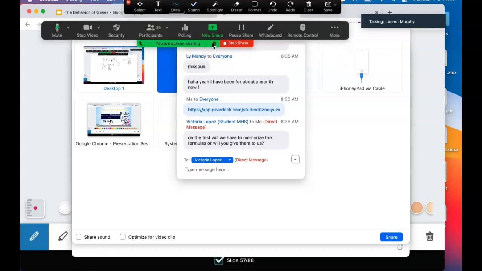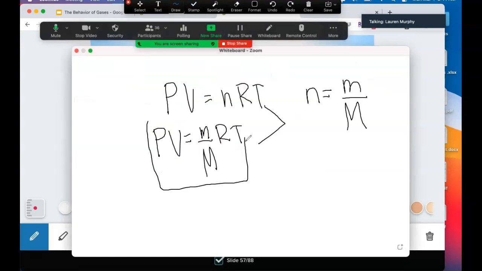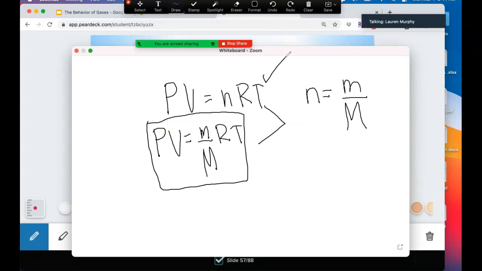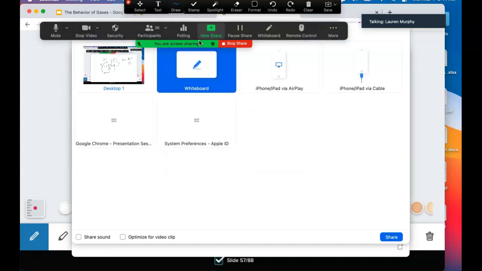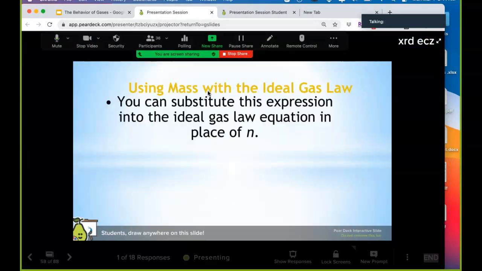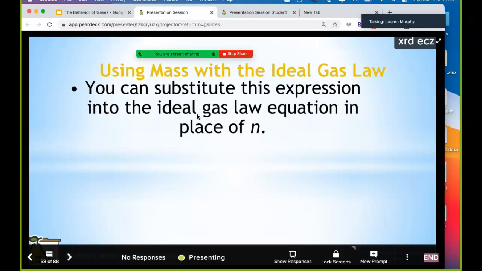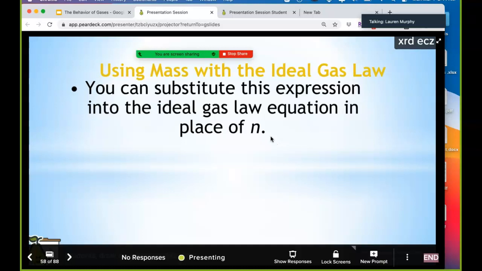Okay? So you do not need to memorize the formulas, but you do need to know how to use them. For example, this one right here, I will not give you. However, I will give you this, and I will give you this, and you should be able to rearrange it, okay? So you should be able to get from here to here with both of these given. So no, you don't need to memorize all of the equations, but you need to know how to use them. So let's try a problem. Again, you can substitute the mass over molar mass in place of moles to get the new equation. So we're going to practice this a couple of times.